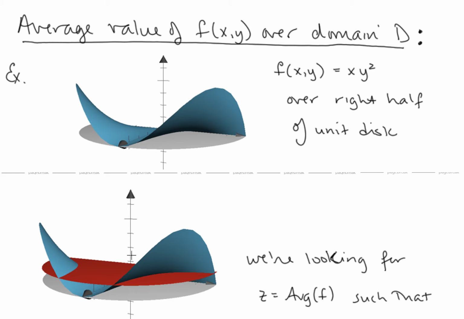So how can we solve for this average value then? We divide both sides of this equation by the area of D. So to find the average value for f, we're going to take 1 over the area of D times the double integral of f over D.